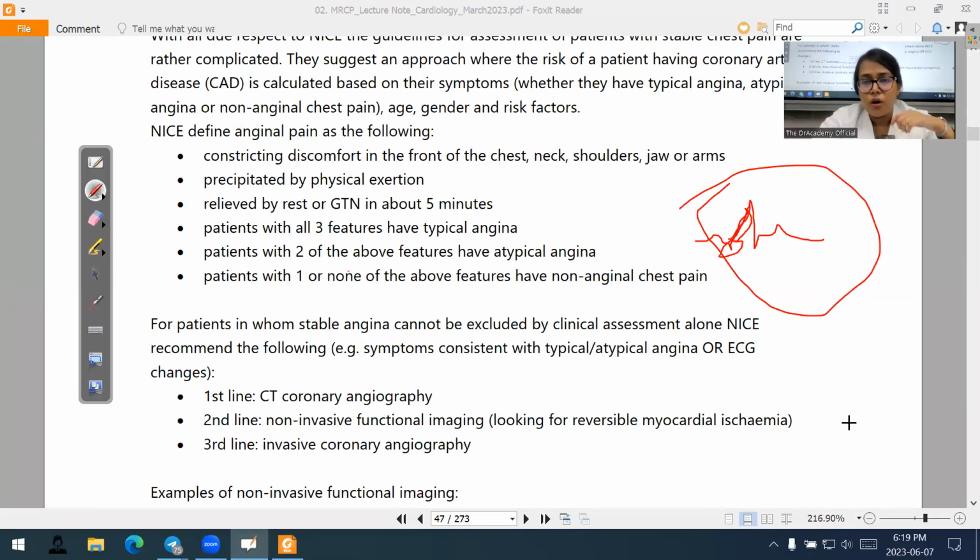Do you want me to go through the options again? Yes, please, ma'am. Okay. Number 1 is accessory pathway ablation. Number 2, lifelong aspirin. Number 3, AV node ablation. Number 4, lifelong amiodarone. And number 5, permanent pacemaker.